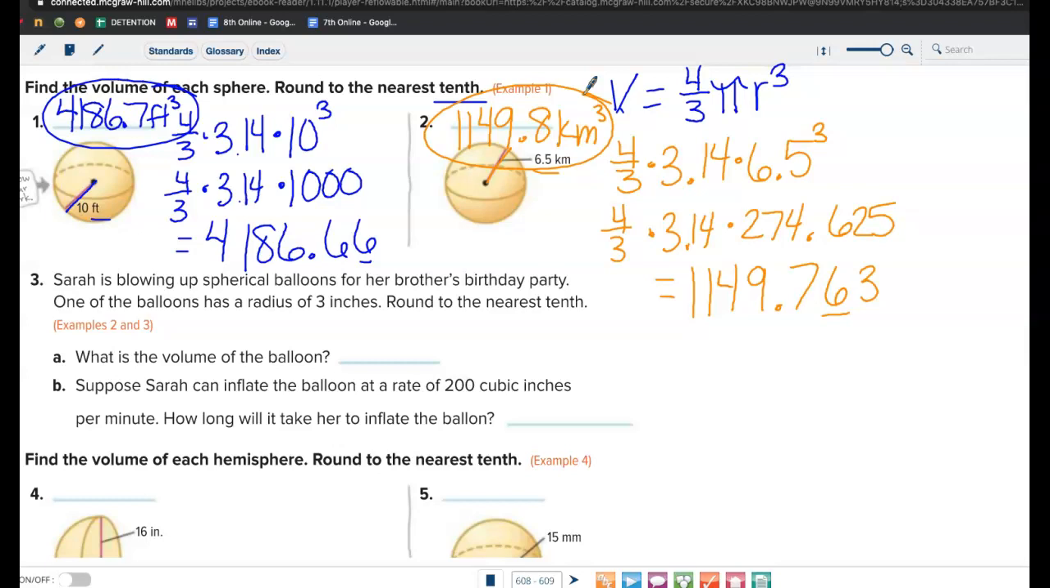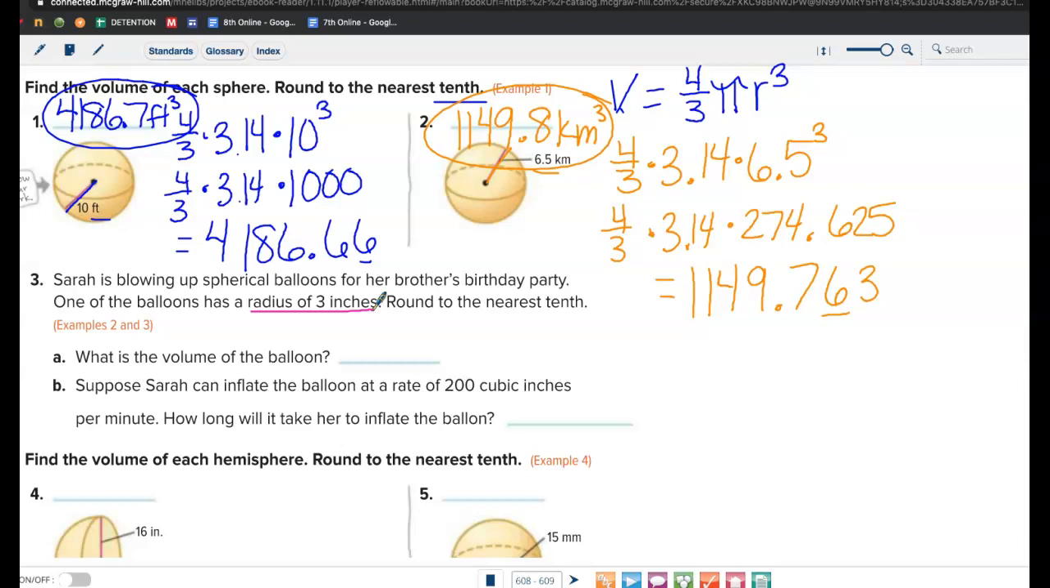All right, number 3 is a little bit different. We're going to have to do a little more work to it, but that's okay. Sarah is blowing up a spherical balloon for her brother's birthday party. One of the balloons has a radius of 3 inches, so we're going to need that. We're going to round to the nearest tenth. What's the volume of our balloon? So it's going to be a spherical, or a perfect circle, balloon.